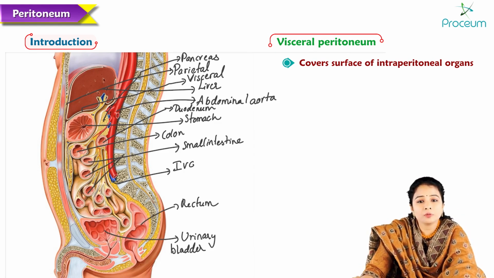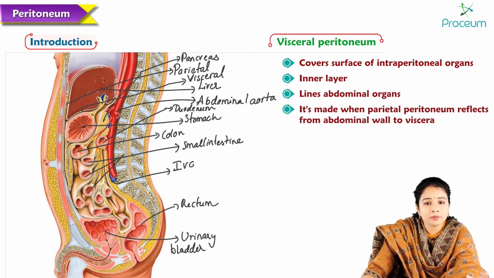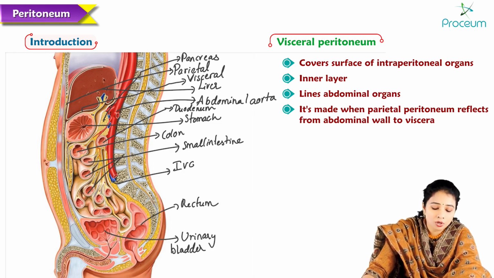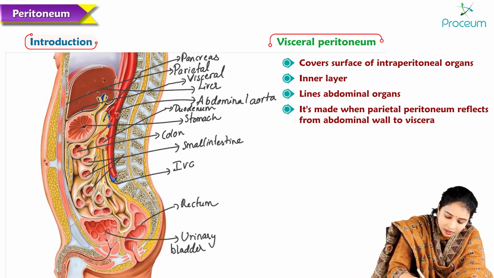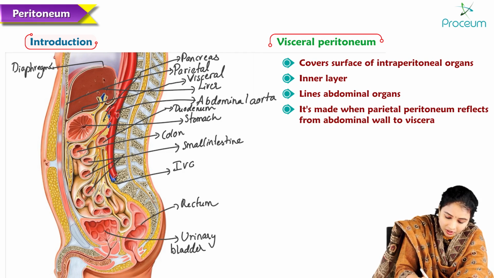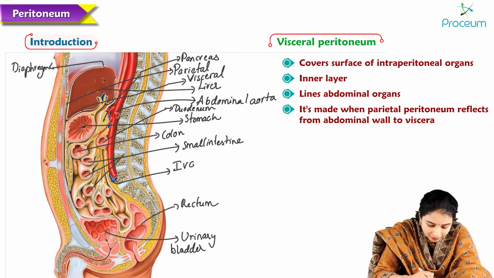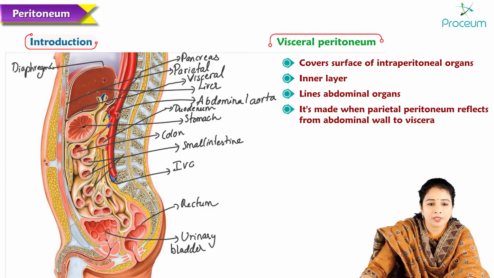So visceral peritoneum is along with the viscera and it is the inner layer which lines the abdominal organs, and it is made with the parietal peritoneum reflections from the abdominal wall to the viscera. So we can see here below the diaphragm with the peritoneal reflection, we can see where the parietal peritoneum reflects to form the visceral peritoneum. So similarly everywhere we can see the continuation of parietal peritoneum with the visceral peritoneum.